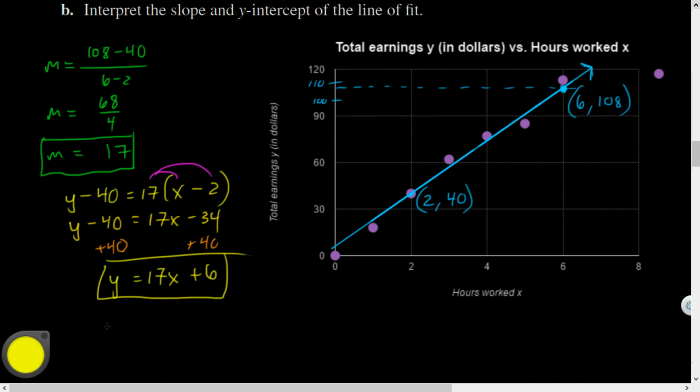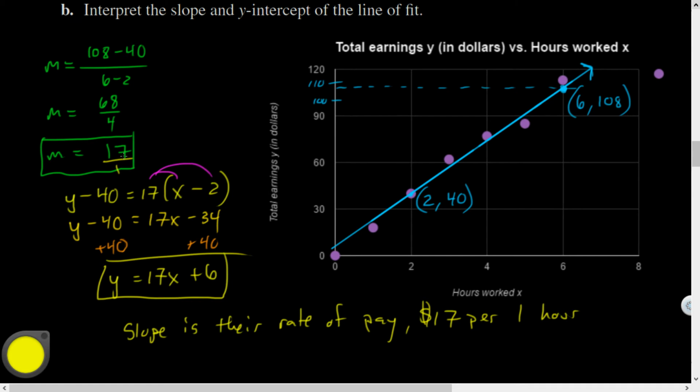So the slope of 17 means, this is 17 over 1. The y value was measured in dollars, their earnings, and the x was hours they worked. So the slope is their rate of pay, which is $17 per 1 hour, right? Because that fraction is 17 to 1, so $17 per 1 hour. So that makes sense. And what about the y-intercept?